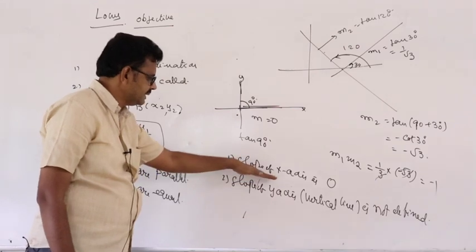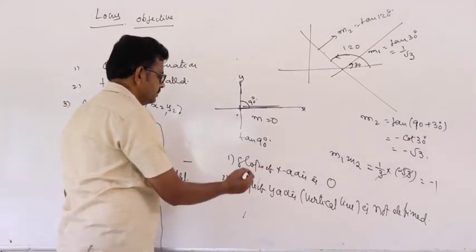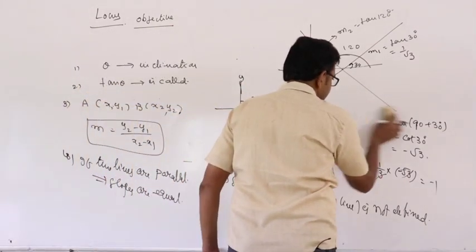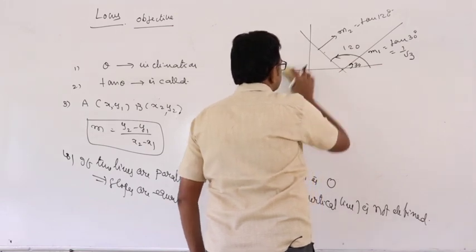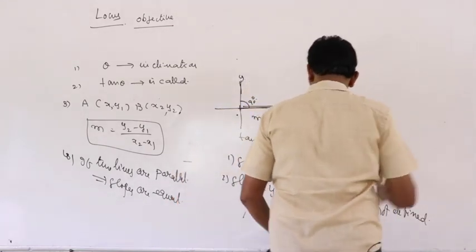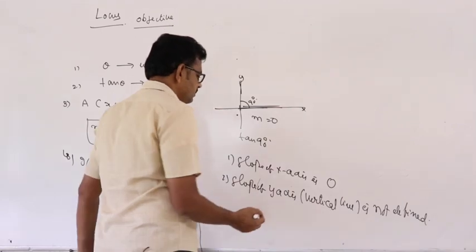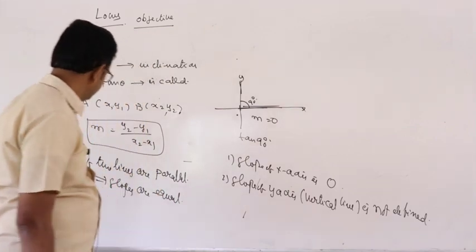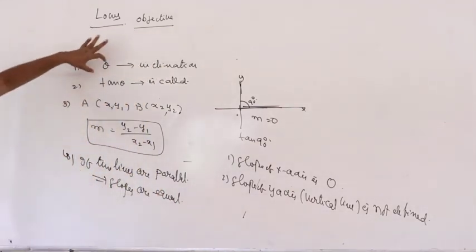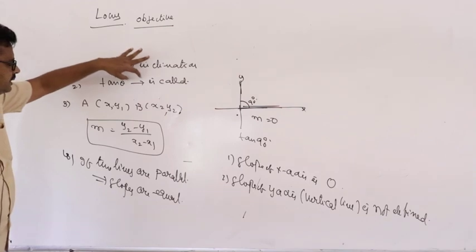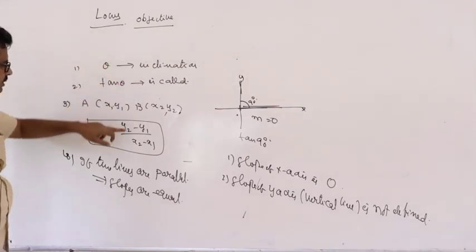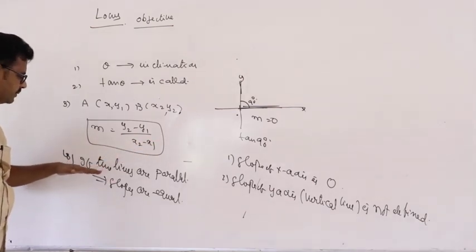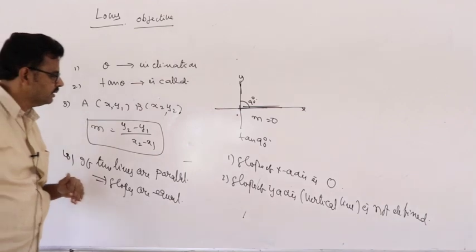Okay. Slope of the x-axis is 0. That is the slope of a horizontal line. Therefore, the slope of the x-axis is 0, that is, the slope of a horizontal line is 0. The slope of a vertical line is not defined. Okay. Theta is called inclination. Tan theta is called slope. Slope formula: y2 minus y1 by x2 minus x1. If two lines are parallel, then their slopes are equal.